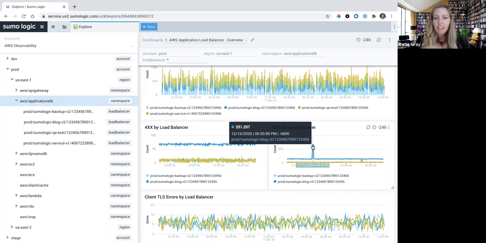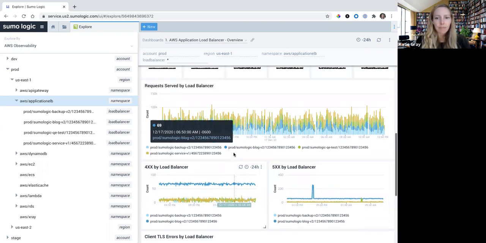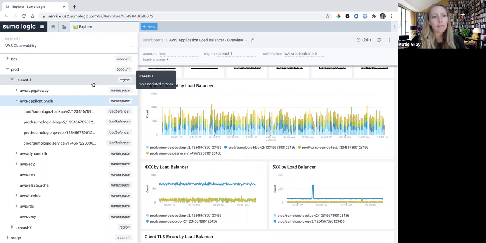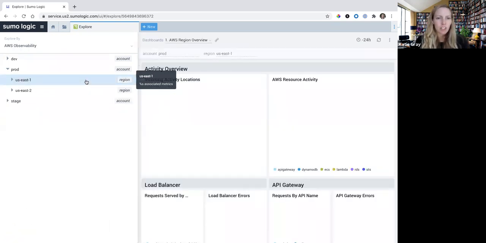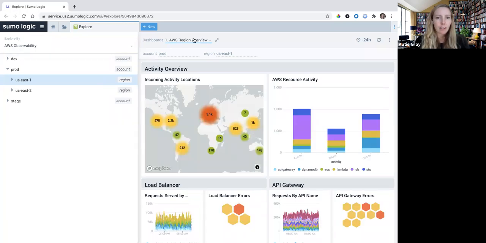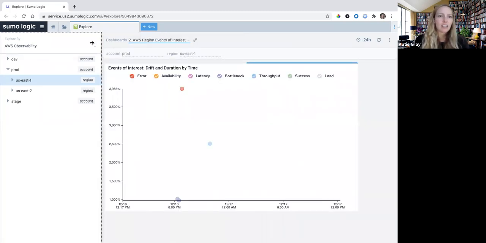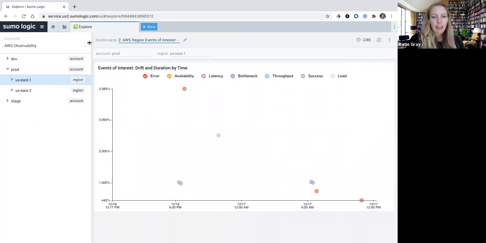So how would I investigate this a little bit further? Well, one of the tools that we have at our disposal is our root cause explorer. So one of the things I can do is, instead of just looking at ELB, maybe I want to take a look at this entire region. So if I go to region, and then instead of looking at the overview, I can take a look at the events of interest that occurred in this region. And this is the first time you're seeing our root cause explorer functionality.